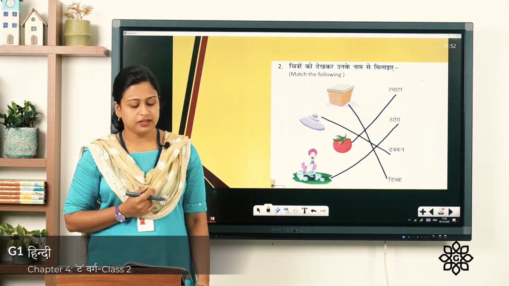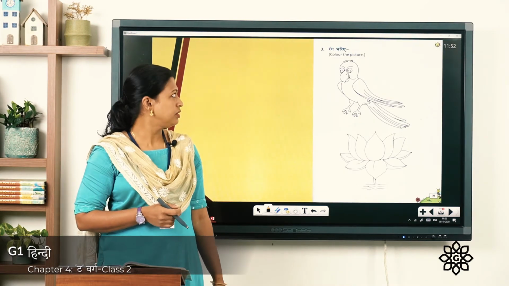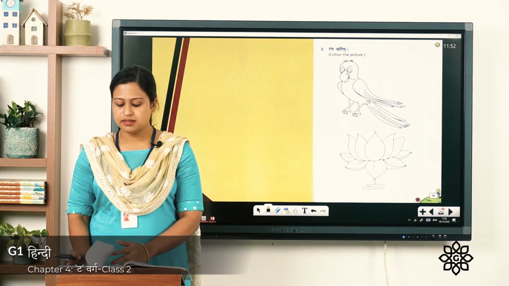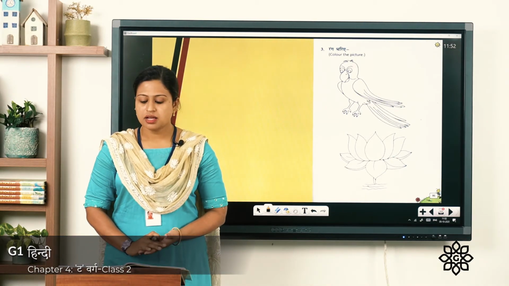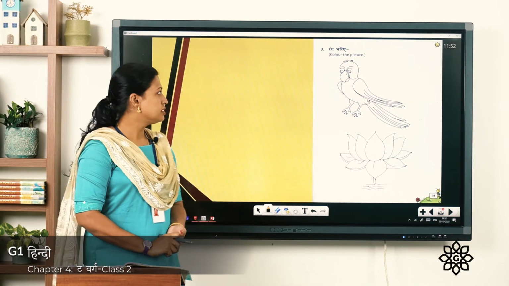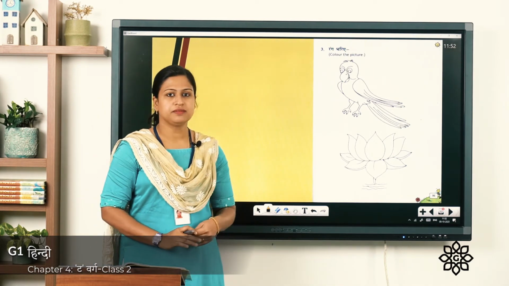I hope you all have done it. Now let's move to the next exercise. The next exercise is rang bhariye, that means color the given pictures. So can you identify these pictures?